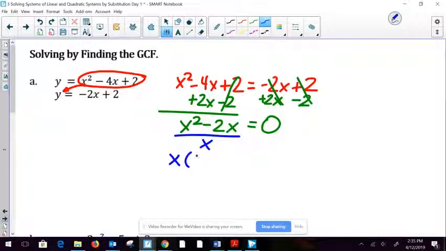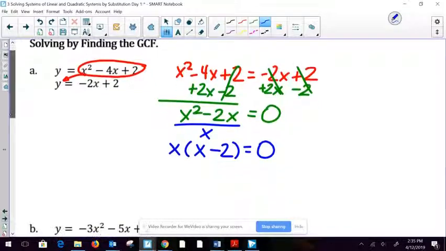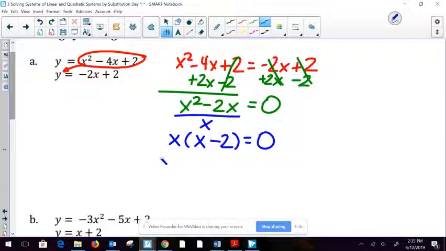X squared divided by x is just x. Negative 2x divided by x is negative 2. And we set that equal to 0. So in order to get our two solutions, we need to set each individual factor equal to 0. So x equals 0 and x minus 2 equals 0.